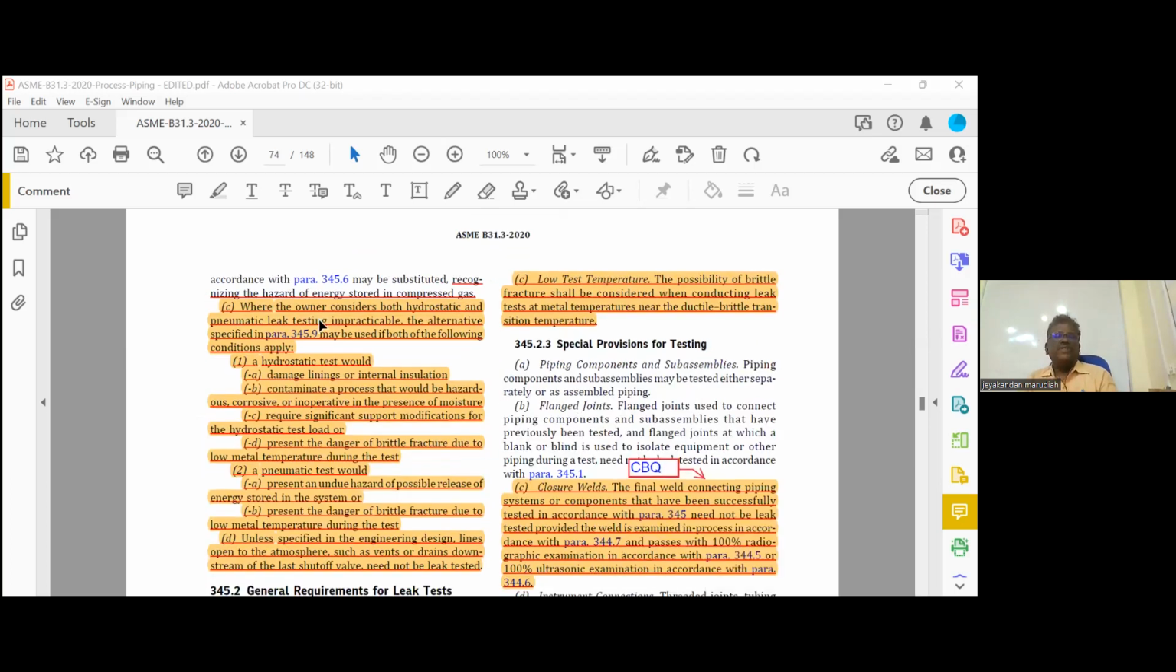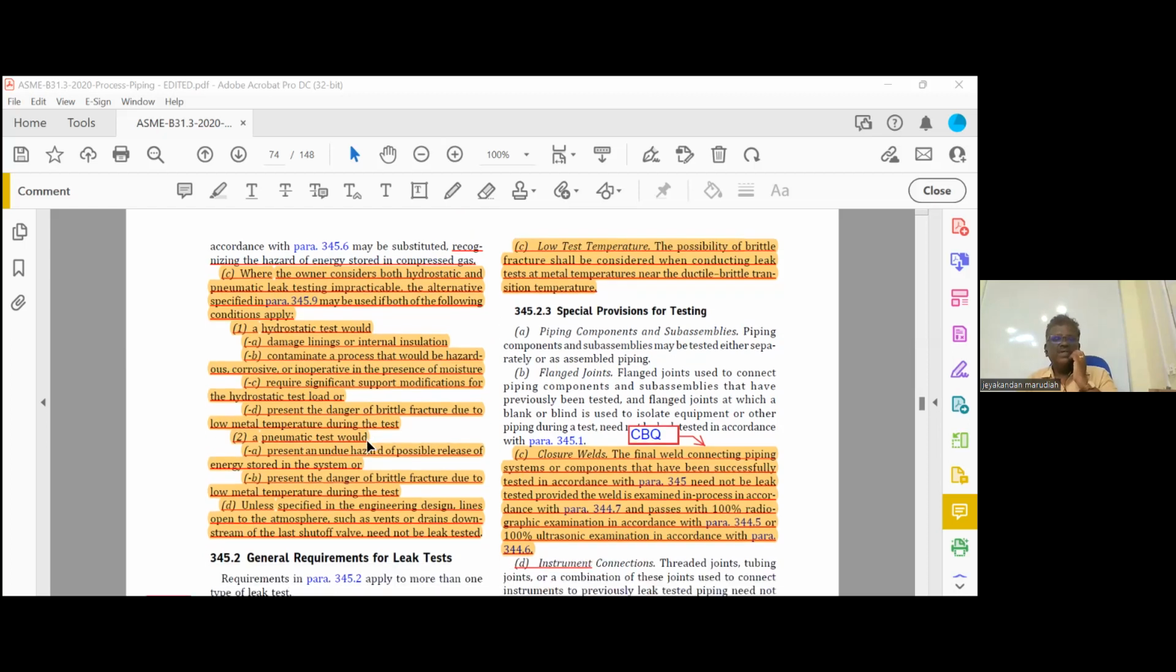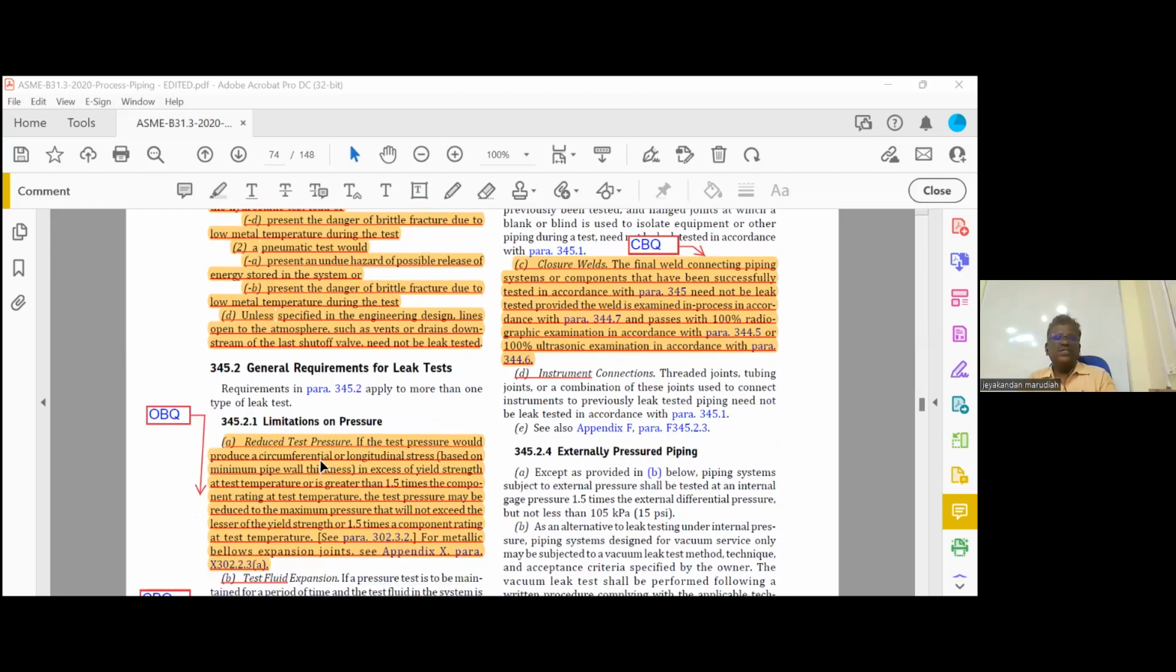The next page. When the owner considers both the hydrostatic and pneumatic tests impractical, an alternative specified may be used. A hydrostatic test may damage linings, contaminate the process, require significant support modification, or present danger of brittle fracture. Actually, these are not important. Then reduce the test pressure. See, this is important. You are following the formula, 1.5 times that formula. Suppose that pressure is greater than yield strength. I told you, when material crosses yield strength, what will happen? There will be a permanent deformation. So you have to reduce the pressure.